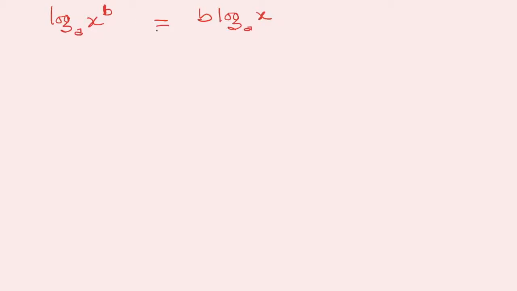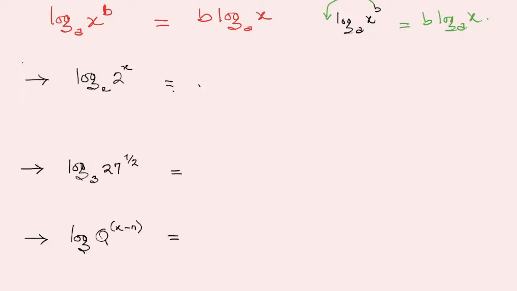The next law we'll be looking at says that log to the base a of x raised to power b is equal to b multiplied by log to the base a of x. So essentially what this is saying is that if you have log to the base a of x raised to power b, all you have to do is transfer your b to the front of your logarithm, and you would have b multiplied by log to the base a of x.